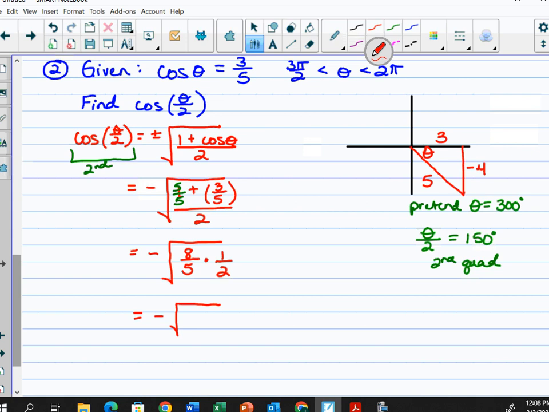So 8/5 times 1/2. Is everybody okay with that turns into 4/5 when we reduce? Yes. Yeah. Okay. Is that the answer? We are not simplified yet. So what's the square root of 4? Then we still have the root 5 in the denominator. What do you think we have to do with that?